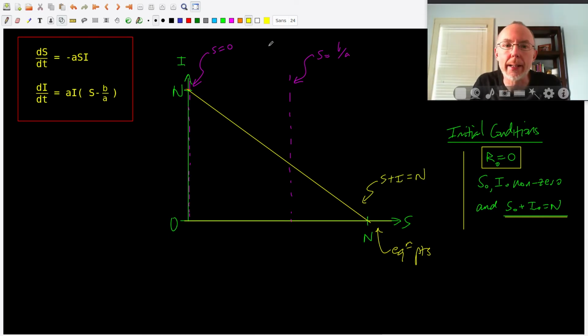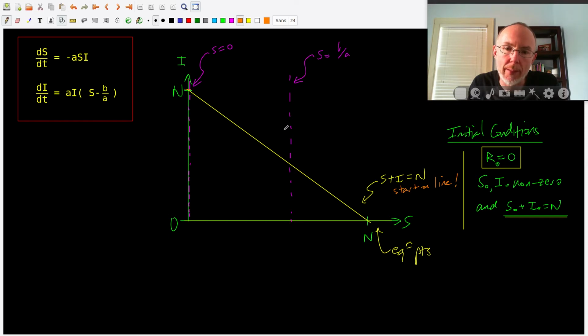And now to begin with, I'm going to start on that line because my initial condition, those two numbers have to sum to n. The number of susceptible initially plus the number of initially infected people must sum to n. So all my initial conditions will start on that line. And all our trajectories will be below the line, right? Because we need to keep the sum of those two things less than n.